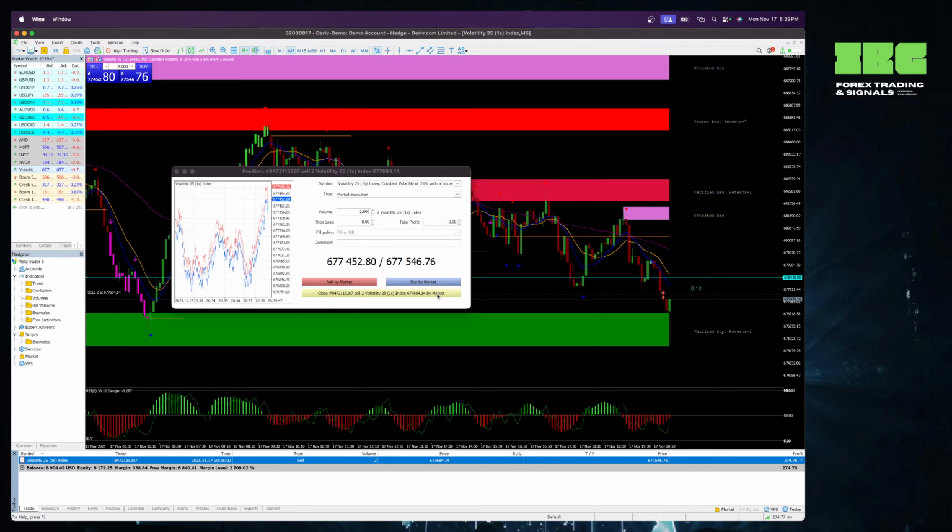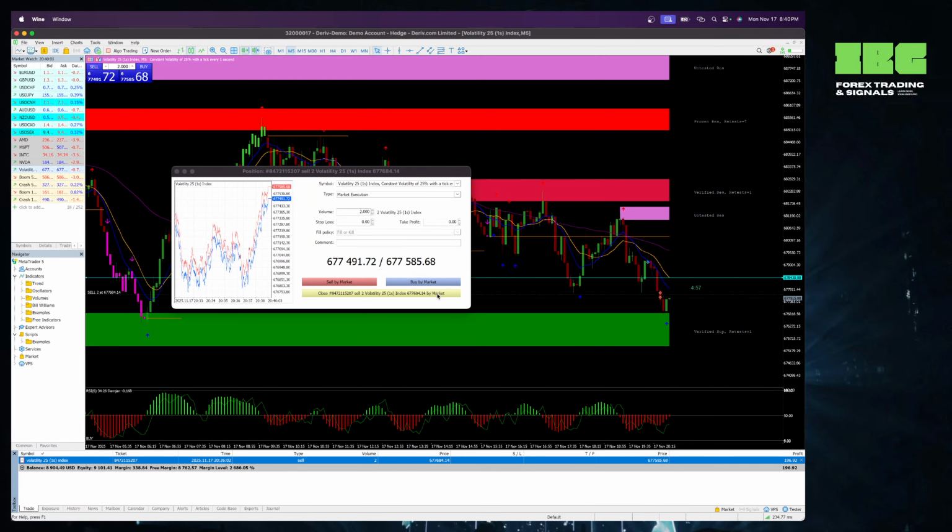We are still waiting. Look at the market just reversing. So we are still gonna wait. You see, we've gotten our second warning also.